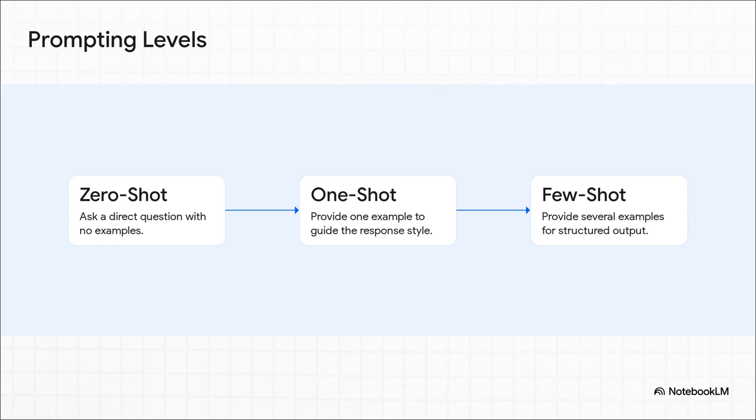So you can see how this works. As you move from zero-shot to one-shot and then to few-shot, where you give it several examples, you're basically training the model right there inside your prompt. You're giving it more context, and that helps it give you a far more accurate and nuanced result.